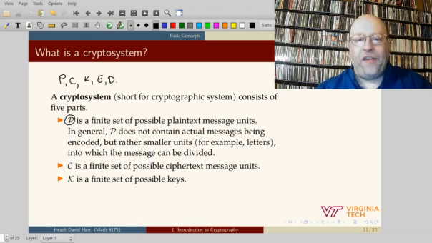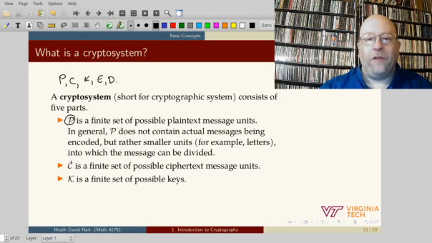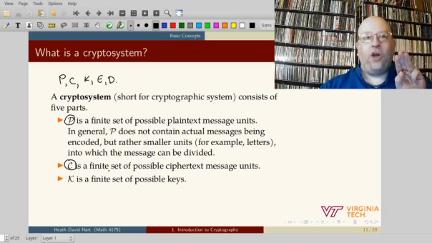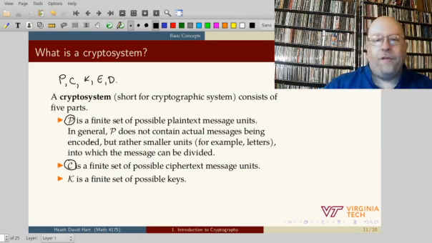And then C is the set of possible ciphertext units that can come out of the system. Often P and C are the same set, but not always. Sometimes in the encryption process, we include some kind of statistical noise, some kind of padding, where we might take 3 letters of the message and encode them into a 5-letter string, which has some extra noise in there to make it harder for somebody to decrypt it back. So there could be some padding going on between P and C as well.